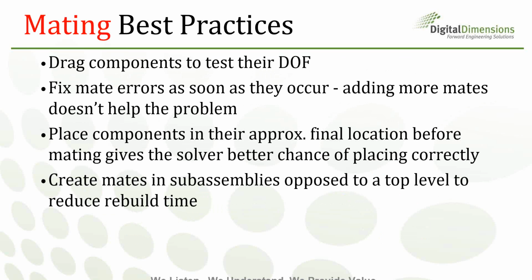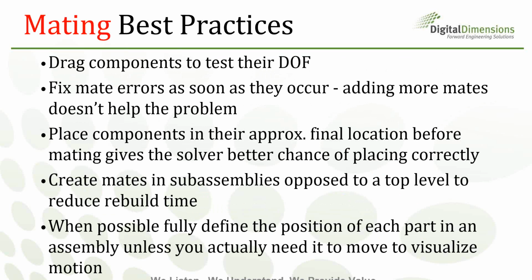Create mates in sub-assemblies as opposed to the top level. I'm going to harp on this one a few times because this is really important. I know people out there are probably saying, well, maybe I don't have these sub-assemblies, or how do I create these sub-assemblies in a large assembly? But always try to break your components down into smaller sections, smaller sub-assemblies, and then mate those into a larger top level to reduce the amount of mates in the top level. That'll save your opening and rebuild time, which we're going to talk about a little bit more as well. I've had a lot of questions on that.